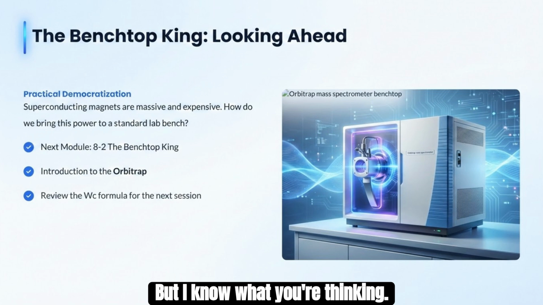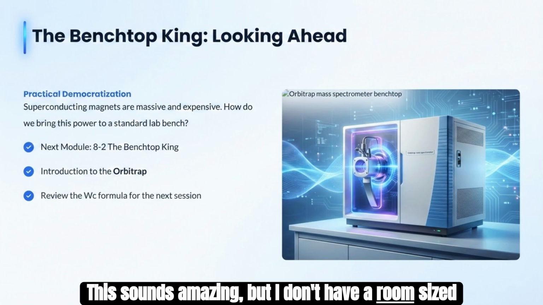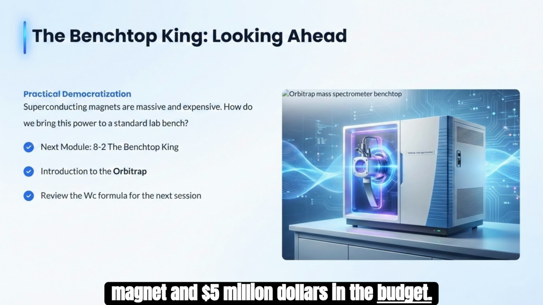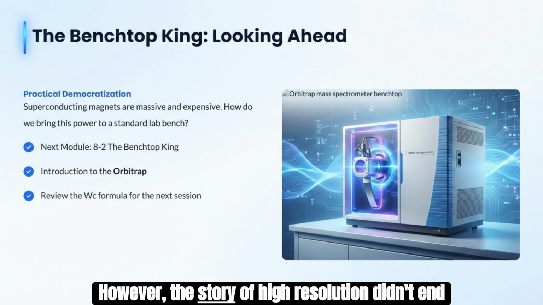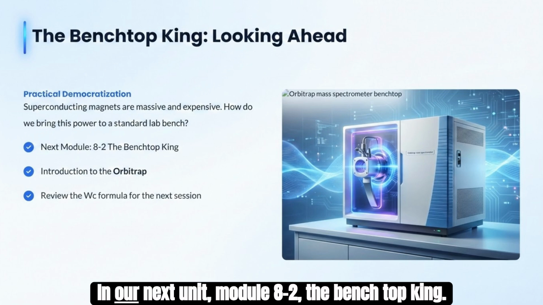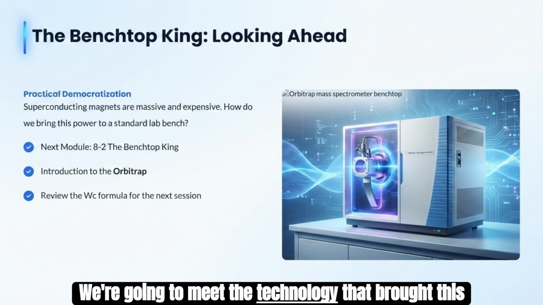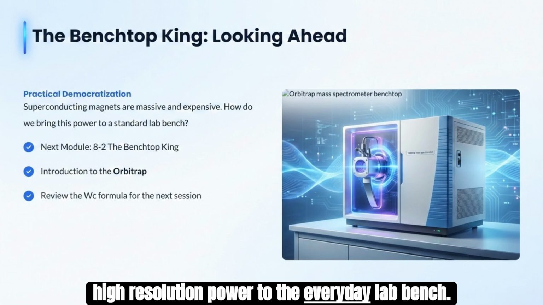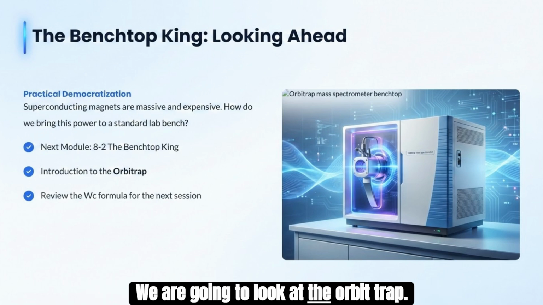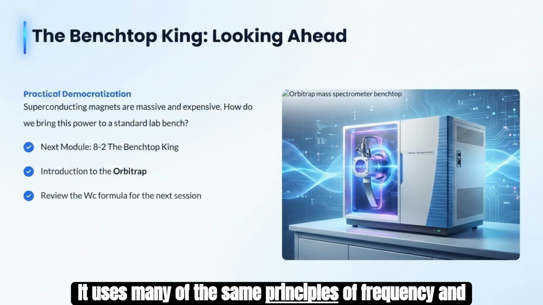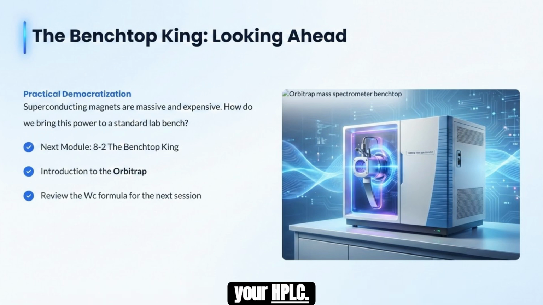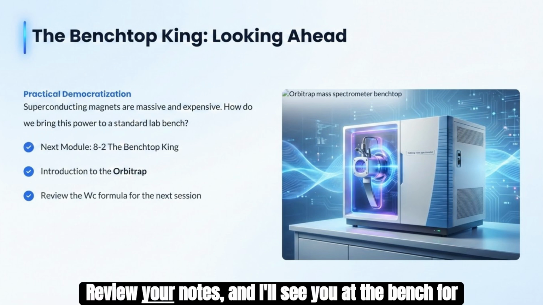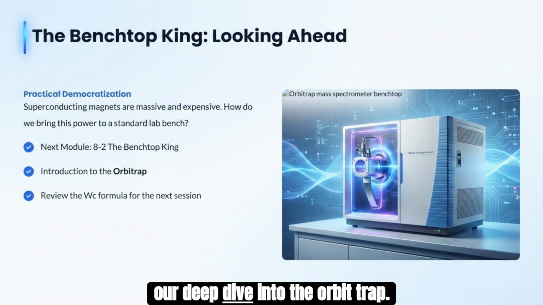But I know what you're thinking. This sounds amazing, but I don't have a room-sized magnet and $5 million in the budget. You're right. FT-ICR is a massive investment. However, the story of high resolution didn't end there. In our next unit, Module 8-2, the Benchtop King, we're going to meet the technology that brought this high-resolution power to the everyday lab bench. We are going to look at the Orbitrap. It uses many of the same principles of frequency and Fourier transforms, but in a package that fits right next to your HPLC. Take a breath, review your notes, and I'll see you at the bench for our deep dive into the Orbitrap.